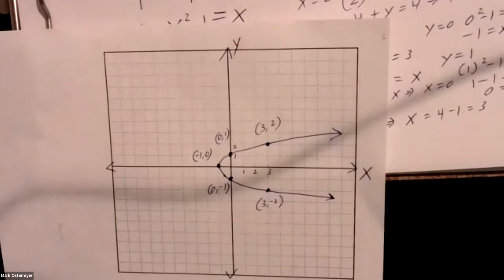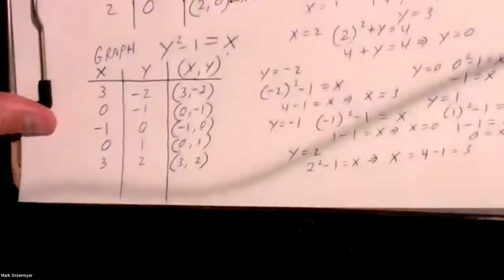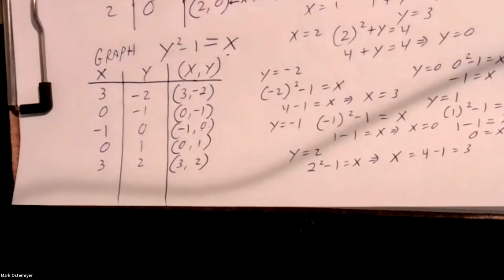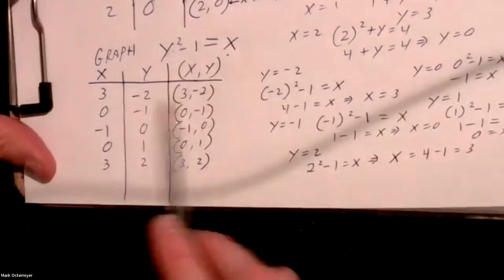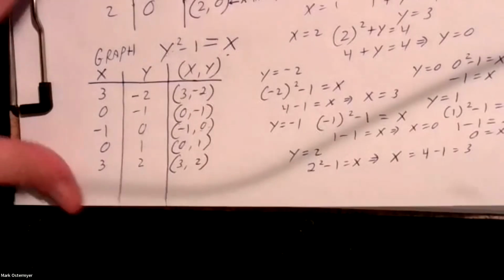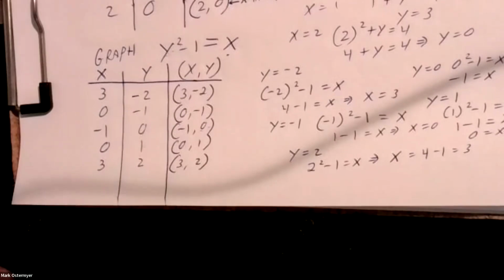So the table method is a very popular way to graph an equation in x and y. Just by finding some ordered pair solutions that satisfy the equation and plotting them, you'll start to see what the graph looks like. Any questions about that?